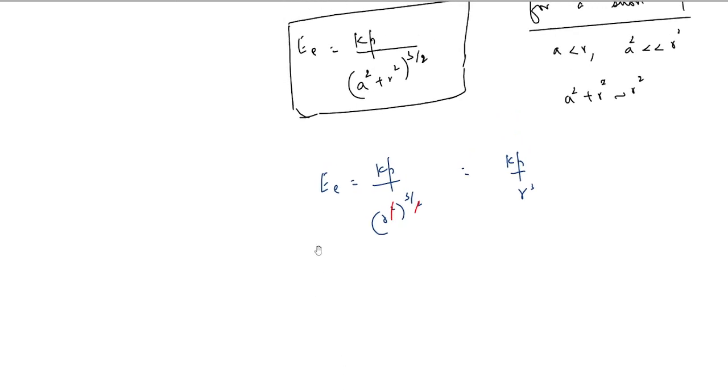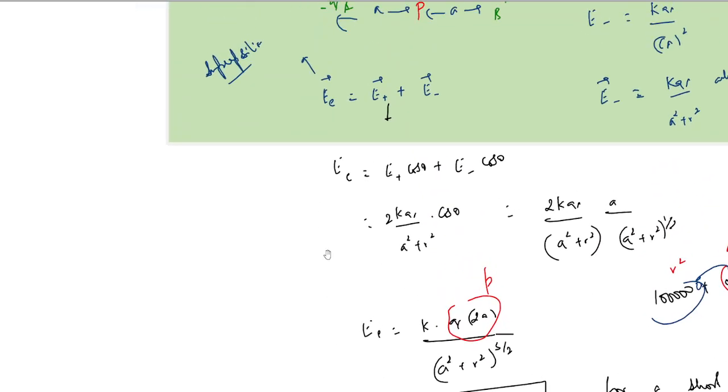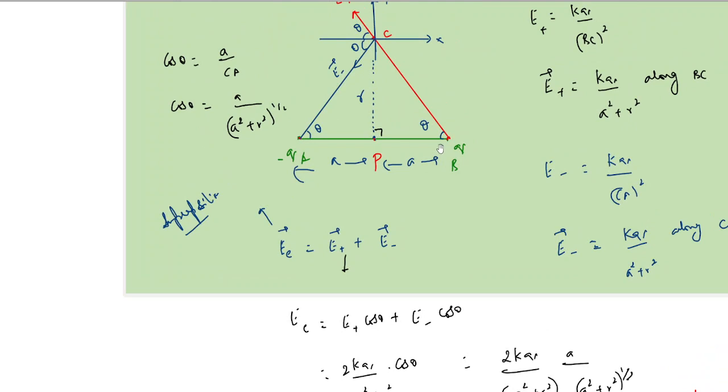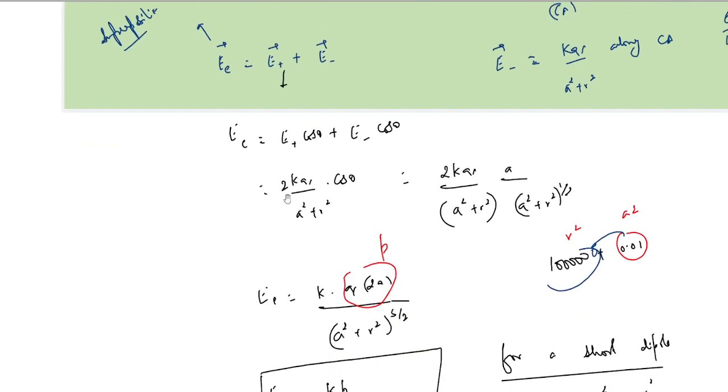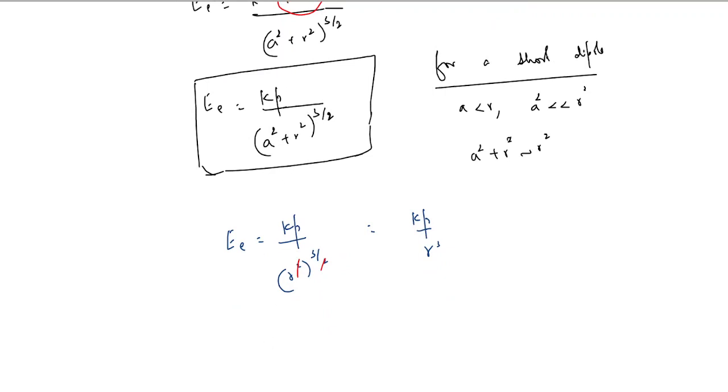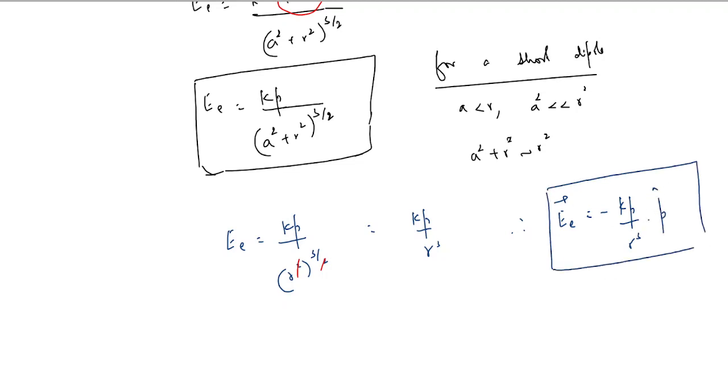In vector form, this field is from plus to minus, but we studied in the theory class that the dipole moment direction is from minus to plus. So in terms of the dipole moment, we can say the electric field at any point on the equatorial plane is equal to minus k p by r cube into p cap. This is the required field.